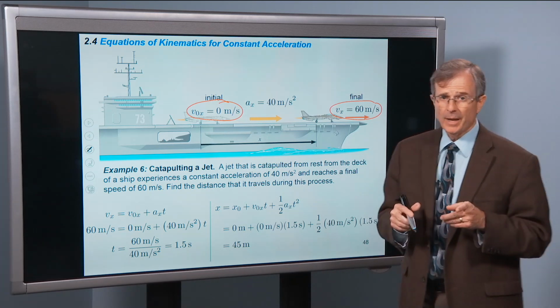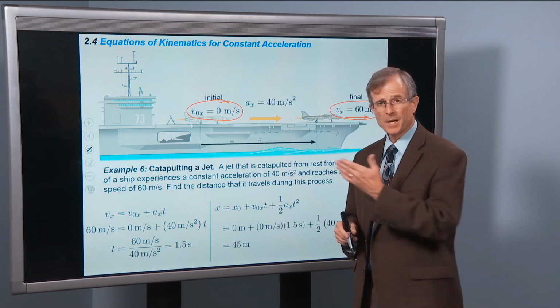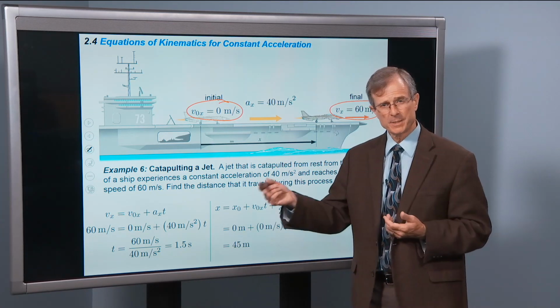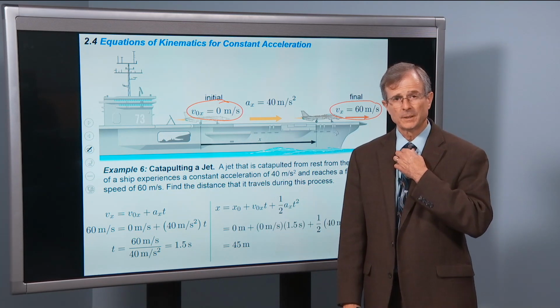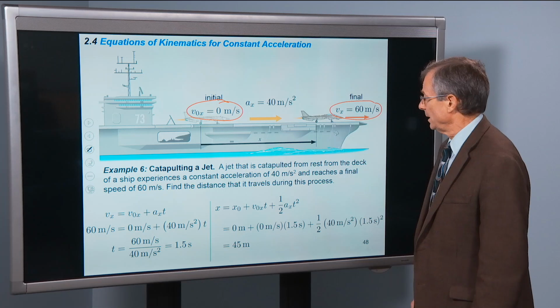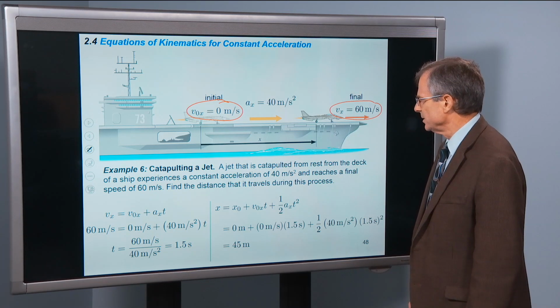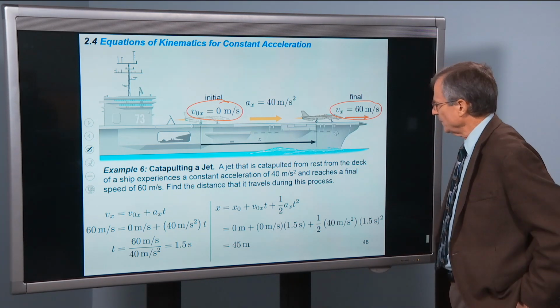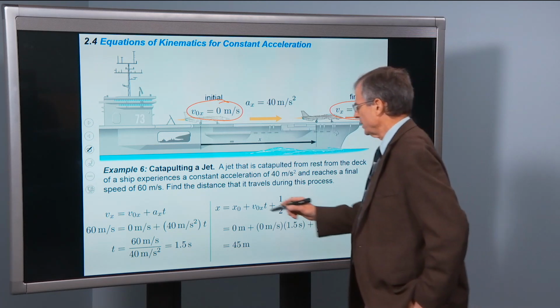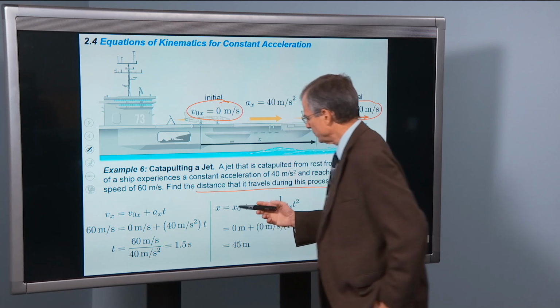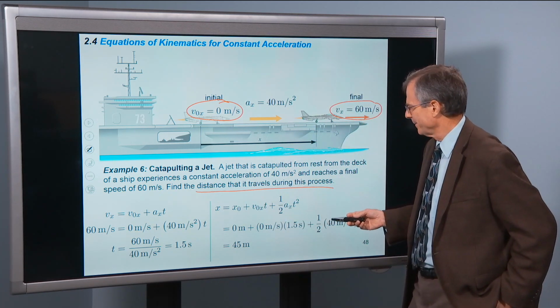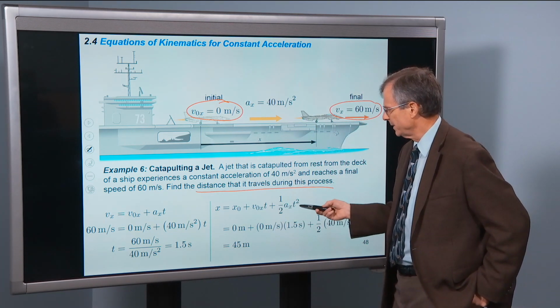And you better have this calculation right, because if it's not up to flying speed by the time it reaches the end of that deck, you're going to have an aircraft in the ocean. So we're actually looking for the distance that it travels. We want x. The trouble with x is that we don't have enough to find x. We really need the time.